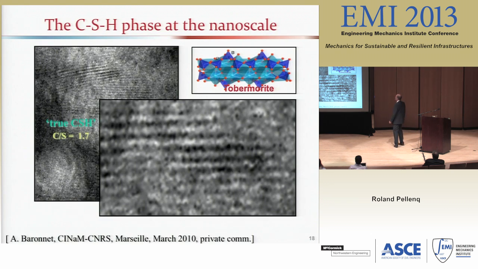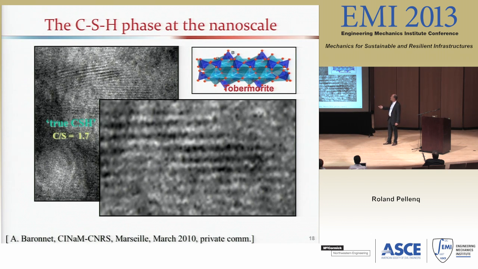At the nanoscale, what do we know? At nanoscale, this is probably the most resolved picture of CSH. There is no distance here, but you have to know that the distance between two layers here is 1 nanometer. So you almost see the atoms.